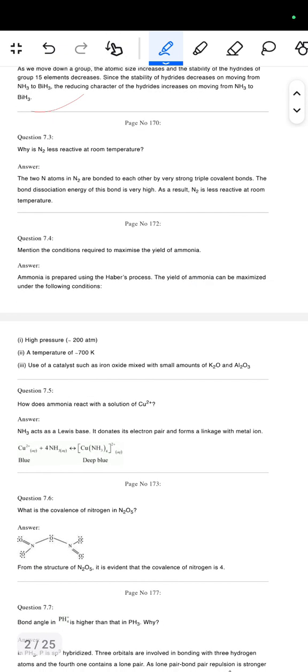Next है, why is N2 less reactive at the room temperature? Then the two N atoms in the N2 are bonded to each other by very strong triple covalent bond. The bond dissociation energy of this bond is very high. As a result, N2 is less reactive at the room temperature.